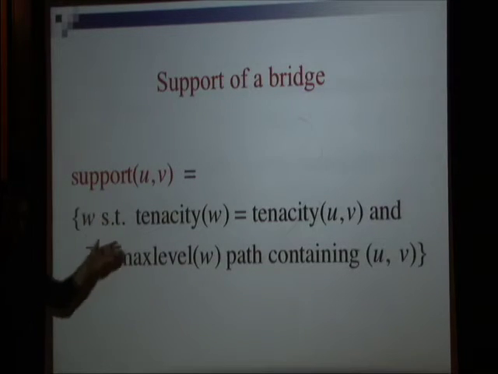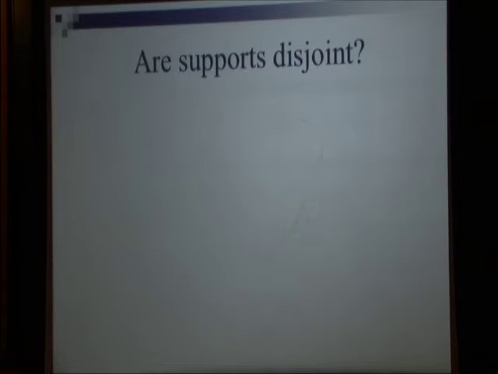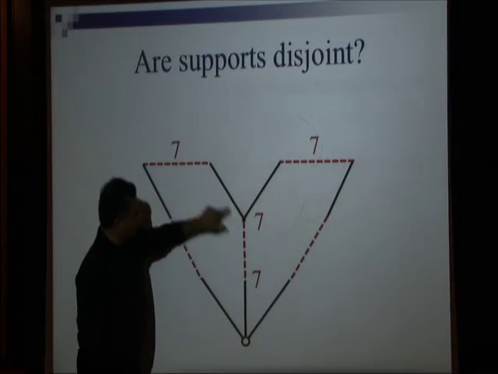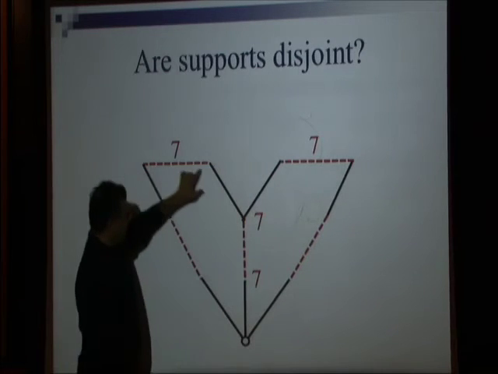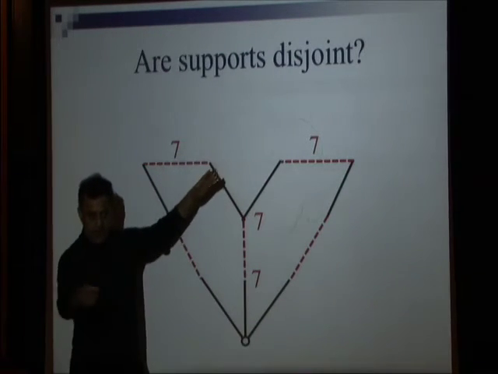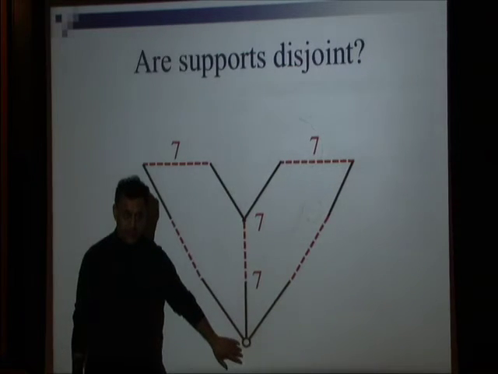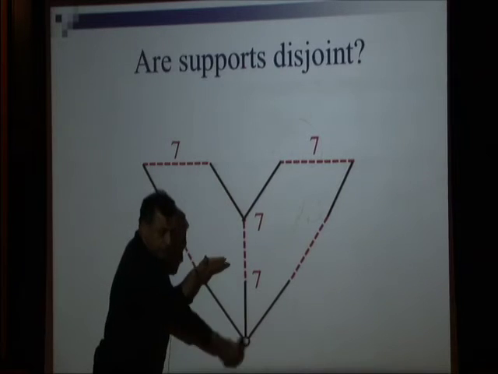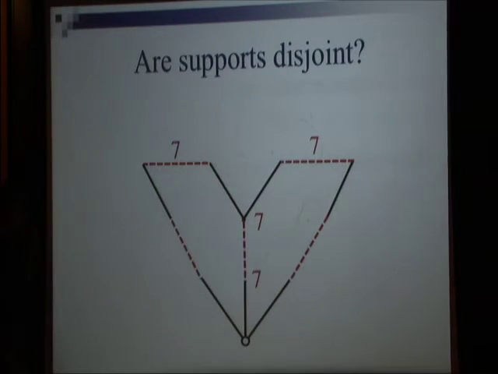Yeah. Because tenacity of a vertex is at most the tenacity of the edge, right? Okay. Are supports disjoint? No, because these two vertices are in the support of both of these bridges. Okay. So double depth first search is done on one of them in an arbitrary order, and what is found is a petal, and this is the bud of the petal. I mean, the two buds.